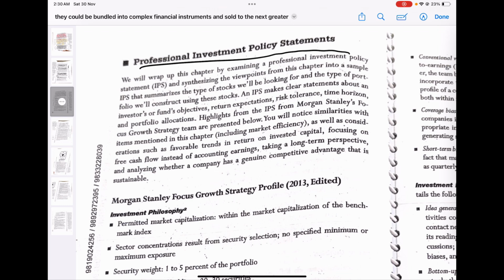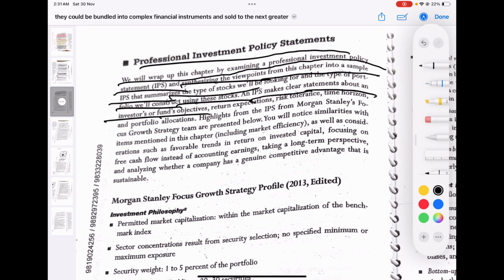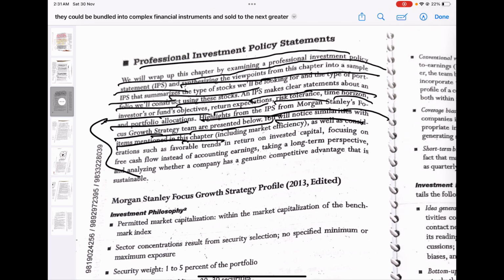Okay. Professional investment policy statements. We will wrap up this chapter by examining a professional investment policy statement and synthesizing the viewpoints from the chapter into a simple IPS that summarizes the type of stocks we'll be looking for and the type of portfolio we'll construct. An IPS makes clear statements about an investor's or fund's objectives, return expectation, risk tolerance, time horizon, and so on. Highlights from the IPS from Morgan Stanley's Focus Growth Strategy team are presented below. You will notice similarities in the items mentioned in the paper. Okay, let's look at the paper.